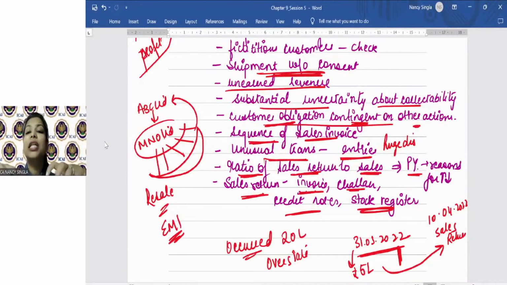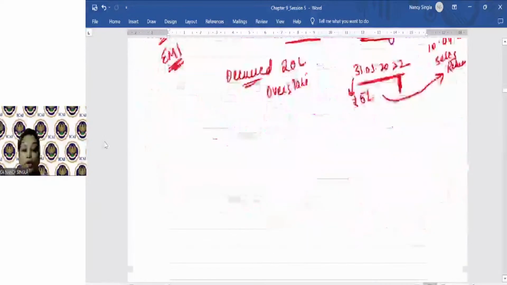कस्टमर ऑब्लिगेशन कंटिंजेंट ऑन अदर एक्शन, रीसेल है, फाइनेंसिंग है, सीक्वेंस ऑफ सेल्स इनवॉइस होना चाहिए, अनयूजुअल ट्रांजैक्शन, केसेस ऑफ व्हाट ह्यूज डिस्काउंट्स गिवन टू पार्टीज, है ना. बाय ऐसे तो नहीं है इन ऑर्डर टू जस्ट इन्फ्लेट, बहुत सस्ते में माल बेचा गया है, huge discounts have been given and later on वो sales return हो गया है. Sales of ratio of sales return to sales, compare it with the previous year, sales return को भी आप अच्छे से check कर लोगे. Clear है? So this was with respect to what your occurrence assertion.